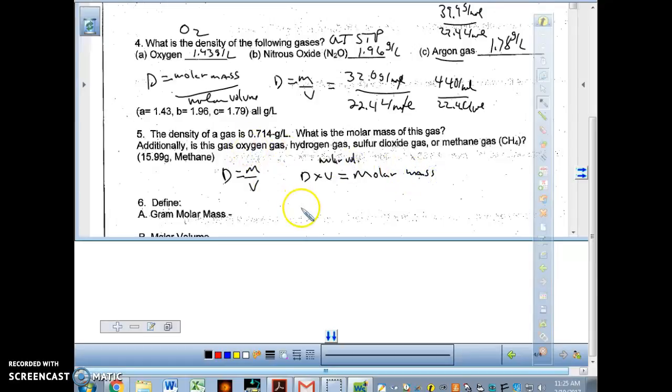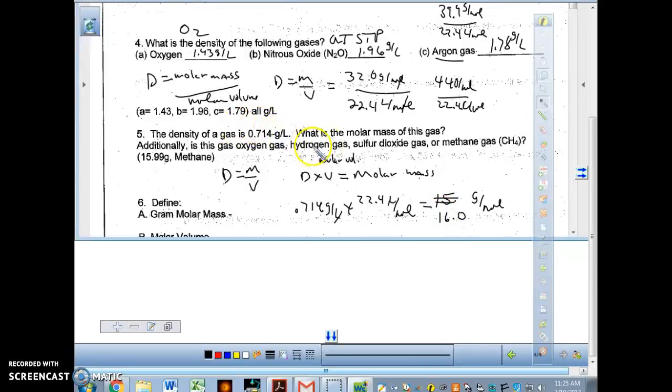So we know the density is 0.714 grams per liter. We'll take that times 22.4 liters per mole. Liters cancel. We have grams per mole, which is molar mass. So 0.714 times 22.4 is 15.99. So if we round to the nearest tenth, 16 grams per mole.